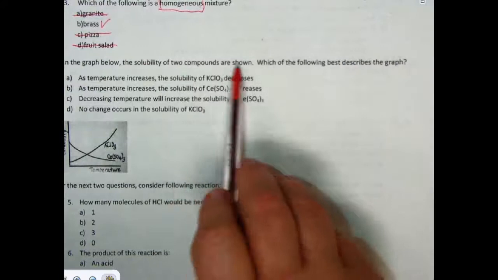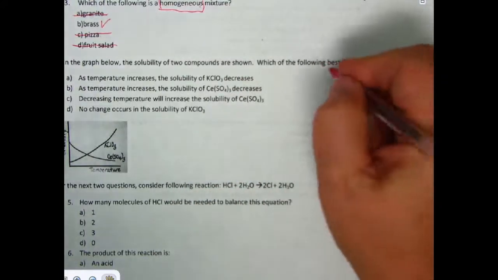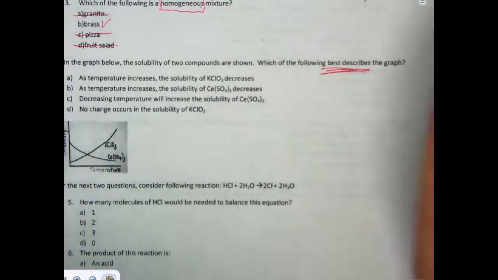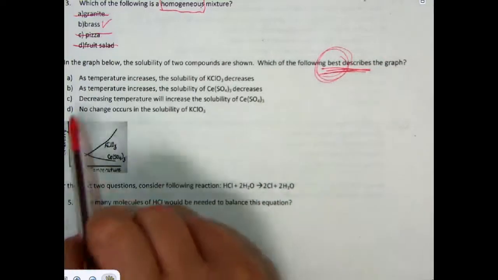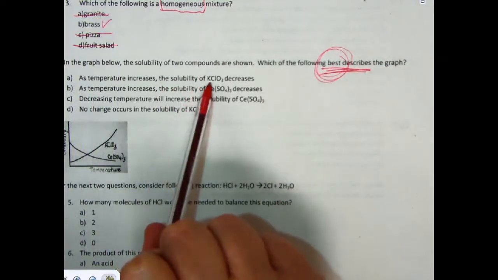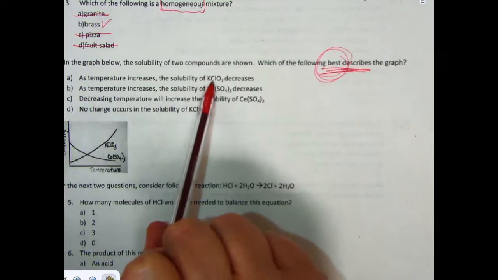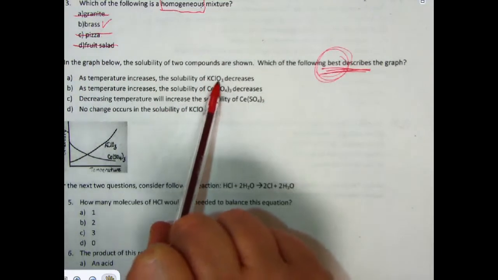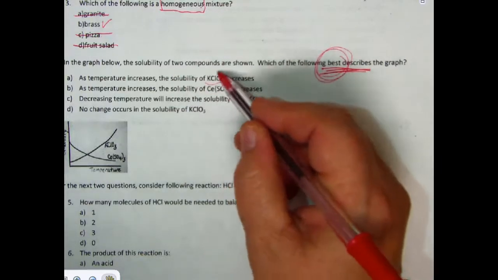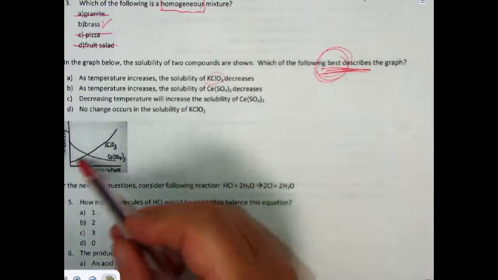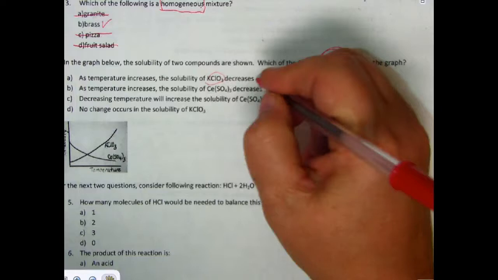Okay, in the graph below, the solubility of two compounds is shown. Which of the following best describes the graph? I want you guys to remember, we have to look for what best describes it. As temperature increases, the solubility of potassium chlorate decreases. Well, let's take a look. It goes up, so that's not the correct answer.